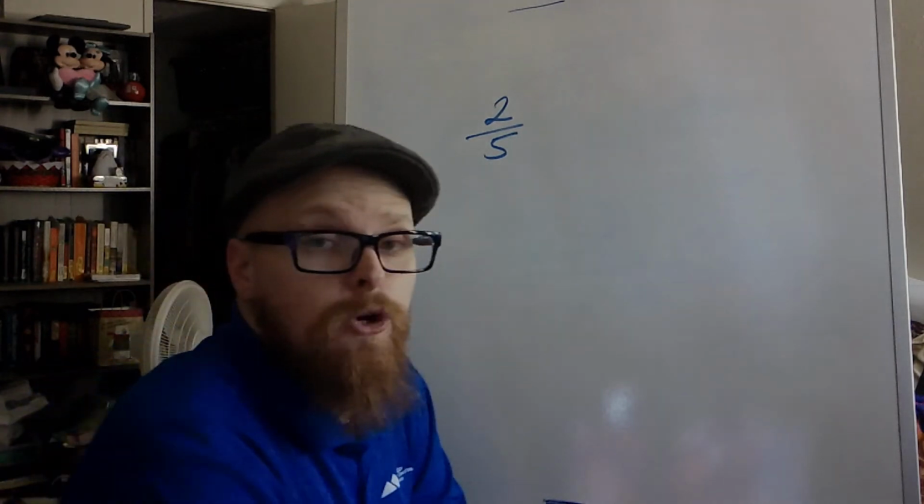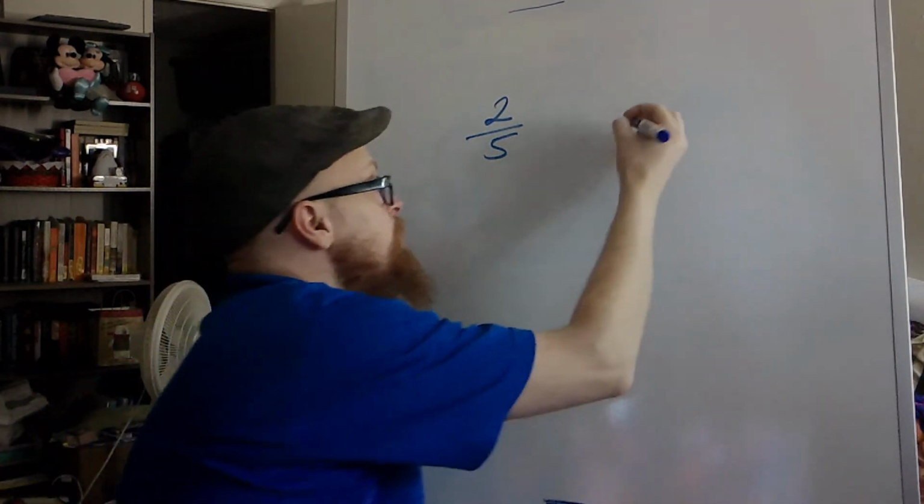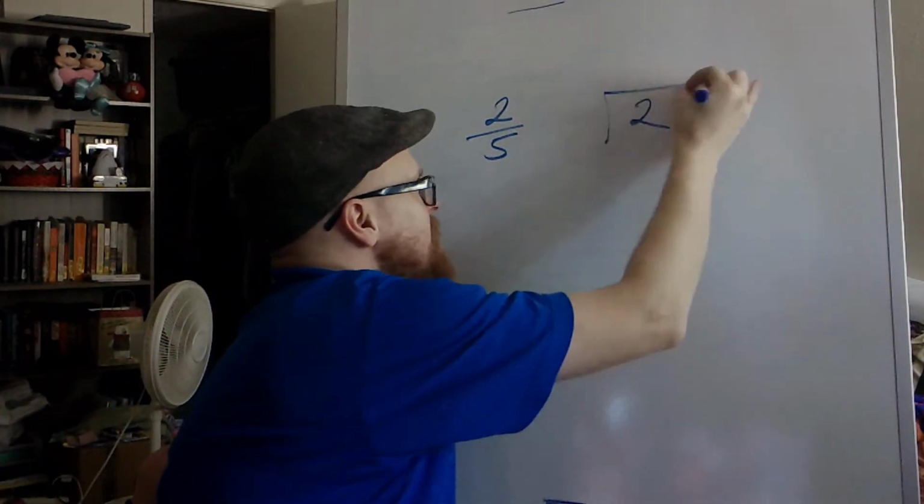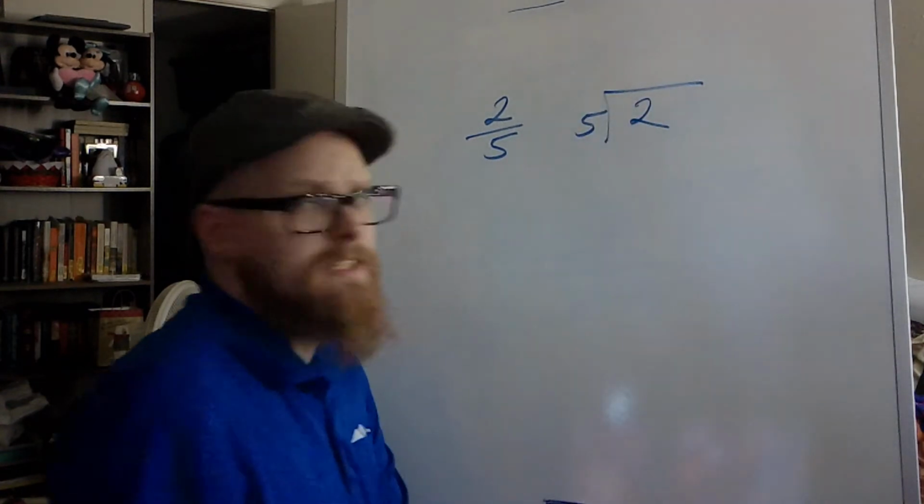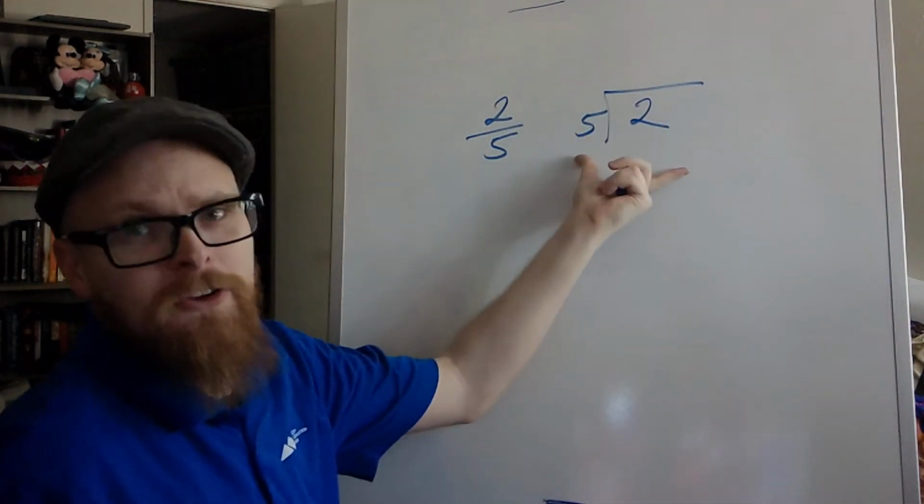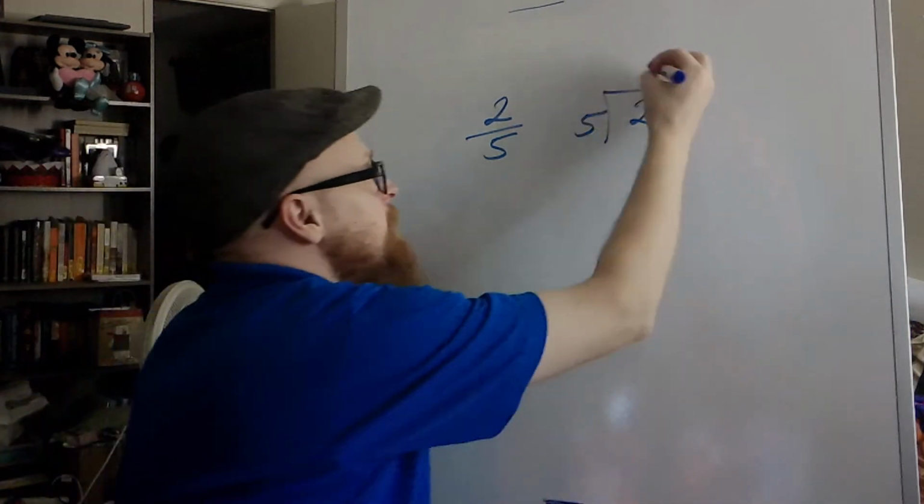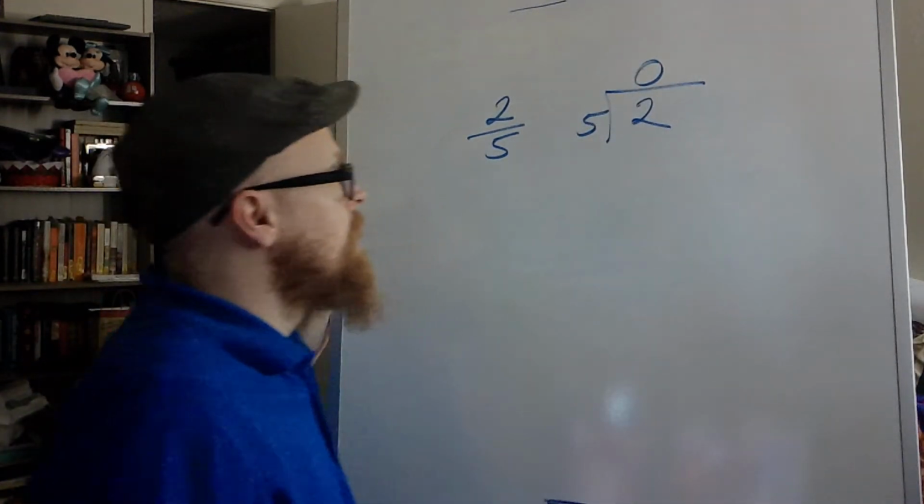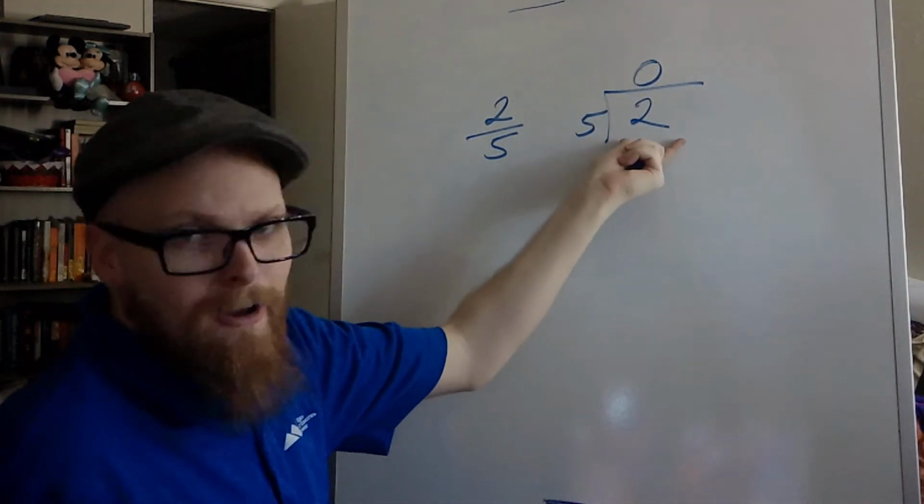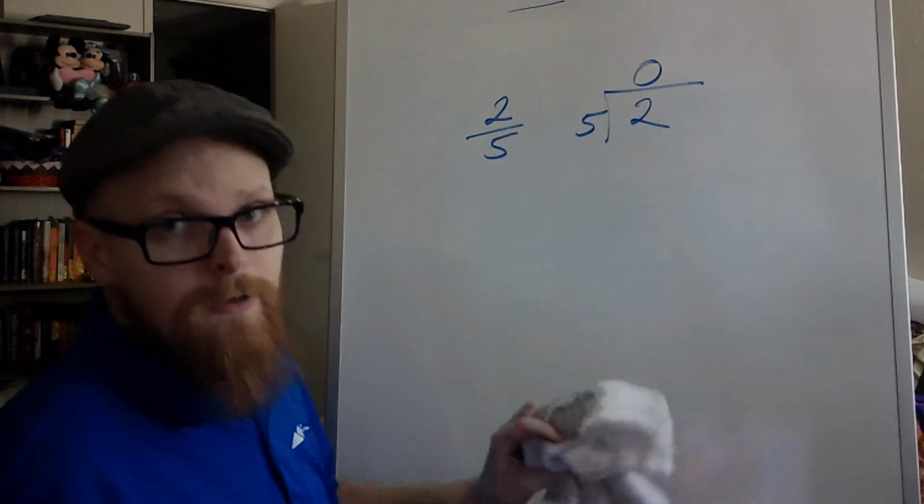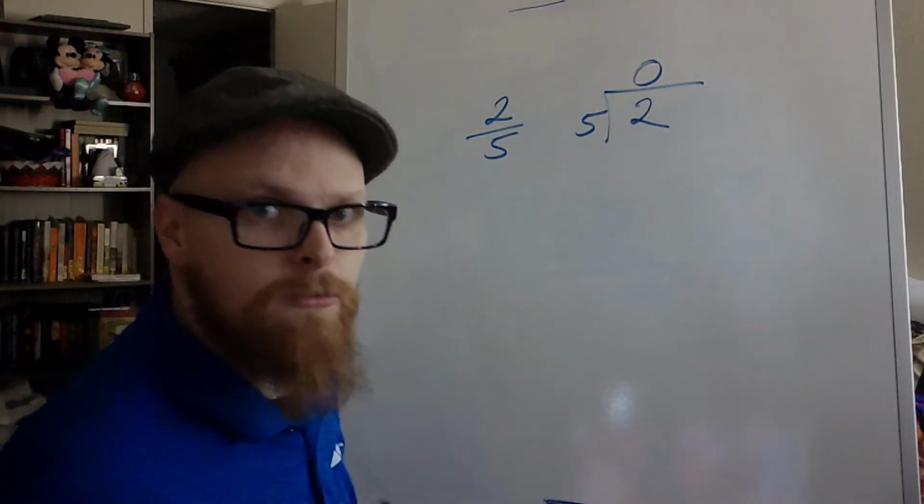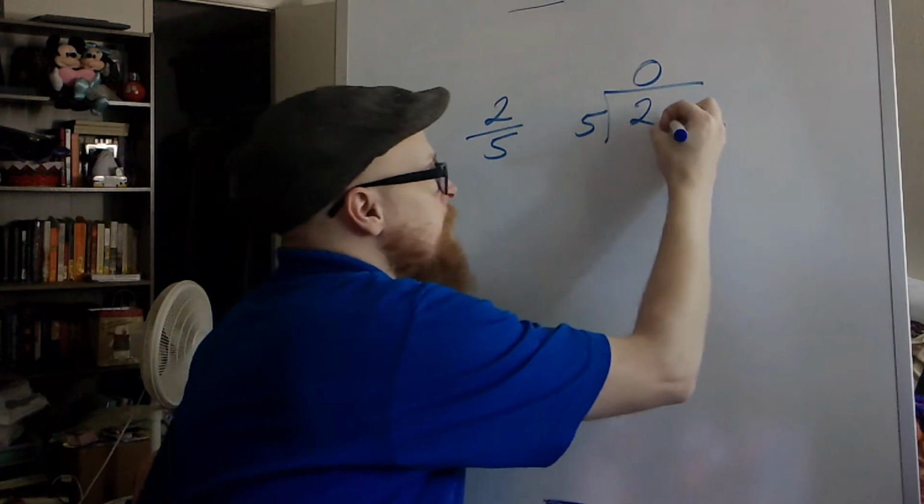Right? We can take that 2, long form, divided by 5. Right? We know a 5 doesn't go into 2. It won't go in there at all. Got a big fat 0 up there. So, I have a remainder of 2, right? We don't want a remainder in this case. We want a decimal.